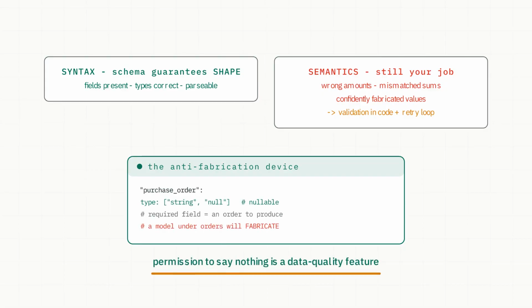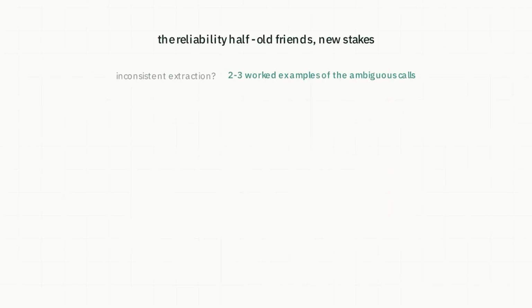Which leads to the domain's most elegant single fact: when a document might not contain a field, make that field nullable. A required field is an order to produce something, and a model under orders will fabricate. Permission to say nothing is a data quality feature. The reliability half brings back old friends with new stakes.